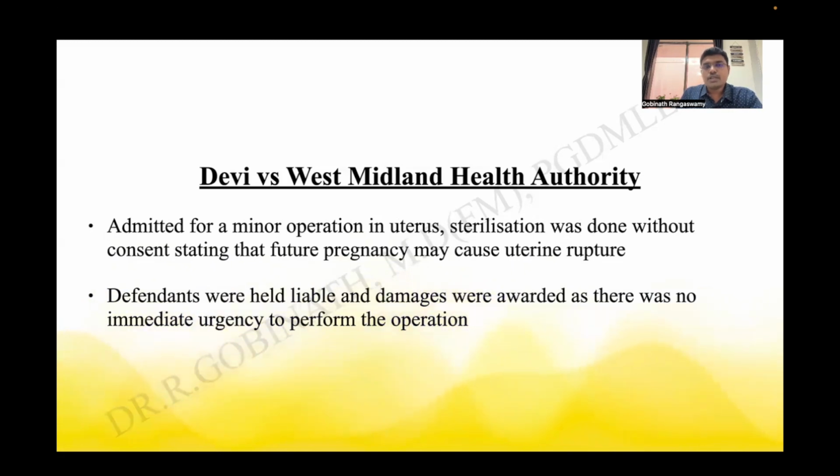So that procedure cannot be performed without the consent of this person. Okay, so the doctor was held liable and damages were awarded. Here the damages means compensation was awarded to the patient.